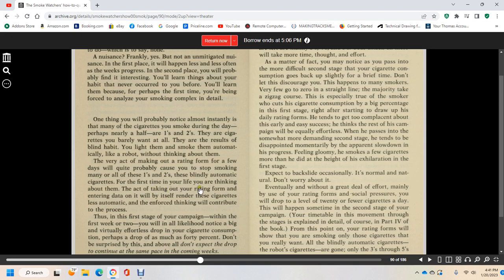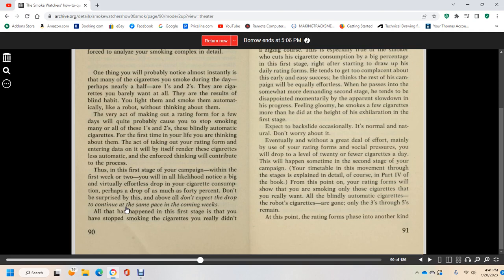The act of taking out one of the rating forms and entering the data on it will in itself render the cigarettes less automatic, with enforced thinking contributing to the purpose. Thus, in the first stage of the campaign, within the first two weeks, you will likely notice a big drop in your cigarette consumption, perhaps as much as 40%. But don't be surprised by this, and don't expect the drop to continue at the same pace in the coming weeks.